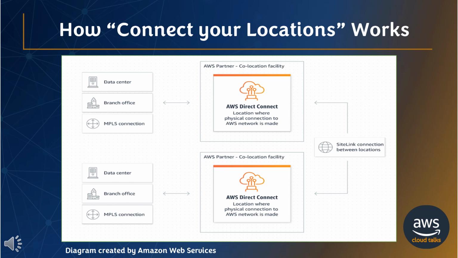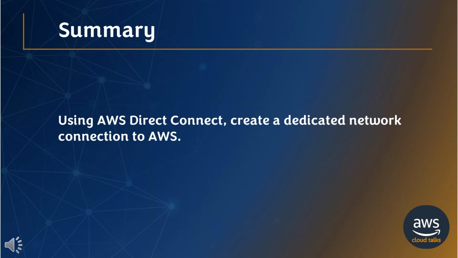It shows the key features of AWS Direct Connect and how AWS Direct Connect SiteLink can provide connections between your data centers. We recommend you read the diagram and get a better understanding about how AWS Direct Connect connects your data centers and branch offices. In conclusion, use AWS Direct Connect and create a dedicated network connection to AWS and your data centers.